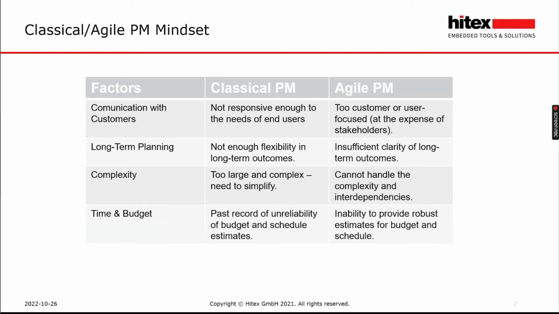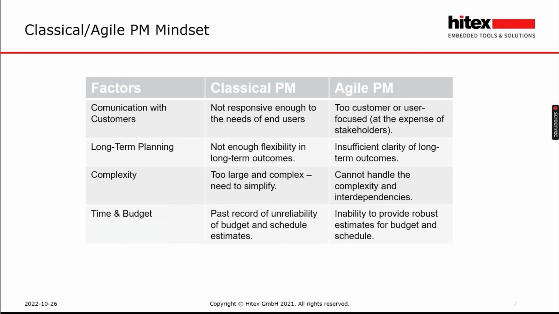Communication with the customer. In classical project management, you always have a limited amount of time. So sometimes there is a lack of time to really understand the needs of your end users, to get responsive feedback from them, and to adjust to these findings. At the same time, Agile project management is very user-focused. You will always have communication with your customer and a lot of adjustments, but this style of communication is very expensive.